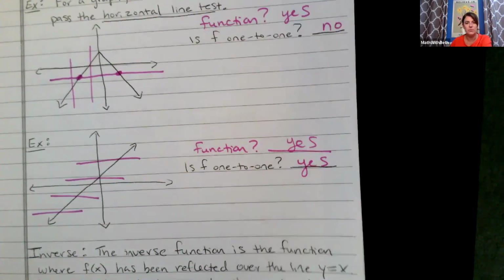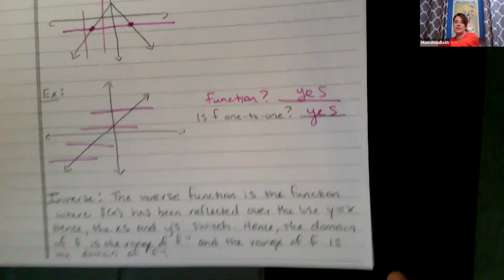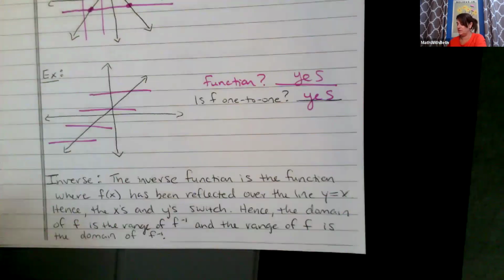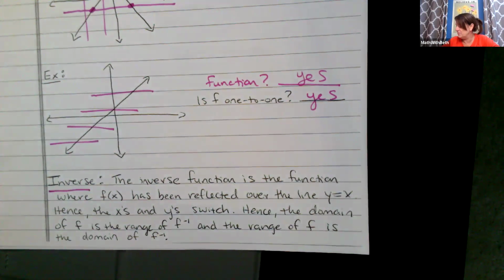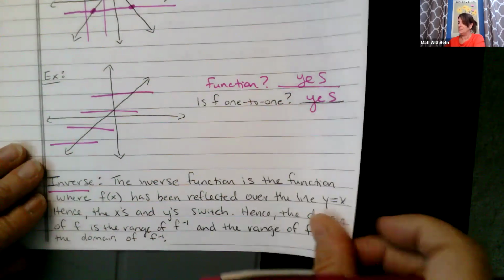So if a function is one-to-one, it means it has an inverse. So what is an inverse? The inverse function is a function where f of x has been reflected over the line y equals x. Hence, the x's and y's switch. Hence, the domain of f is the range of f inverse, and the range of f is the domain of f inverse. So from now on, anytime we're talking about inverses, keep in mind that the x's and the y's are switching. Whatever they used to be, you switch them, okay?